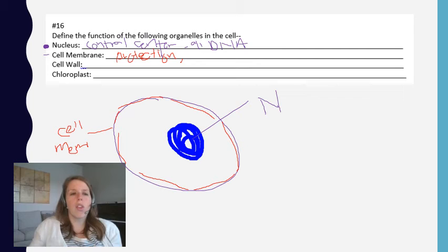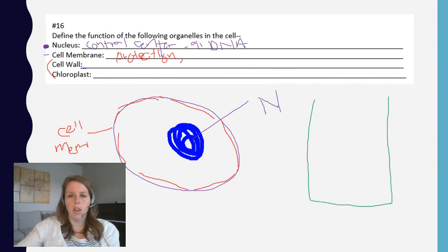All right, so the last two organelles that I wanted you to define are two organelles specific to plant cells, okay? So I'm going to draw a plant cell over here. Please notice what's different about that plant cell. Its shape, right? What shape is that plant cell? It's square, right? Whereas the animal cell is more circular. So that's something to take note of, that plant cells are more square.